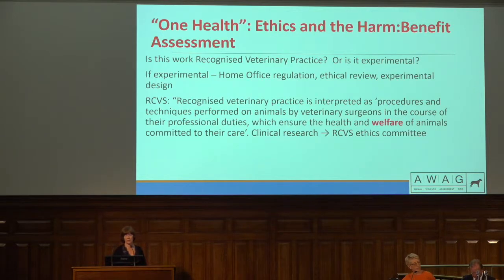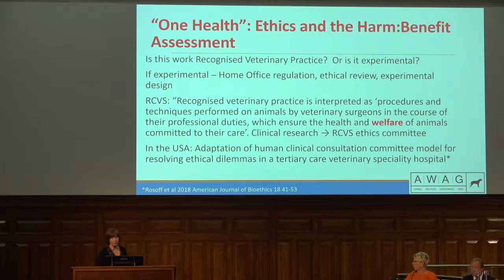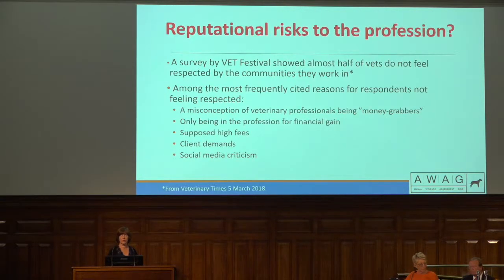The RCVS define recognised veterinary practice as procedures and techniques performed on animals by veterinary surgeons in the course of their professional duties to ensure the health and welfare of animals committed to their care. And anything that is clinical research should be going to the RCVS Ethics Committee for discussion. In America, they've adapted a clinical consultation committee to resolve these dilemmas in referral centres. And we also have to think about the reputational risks to the profession.